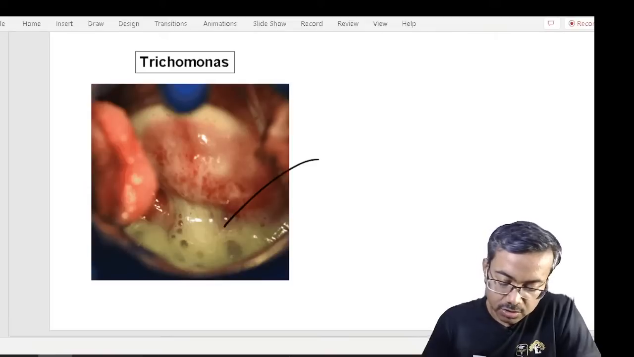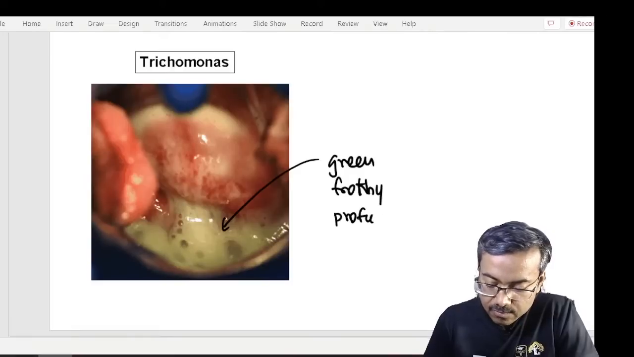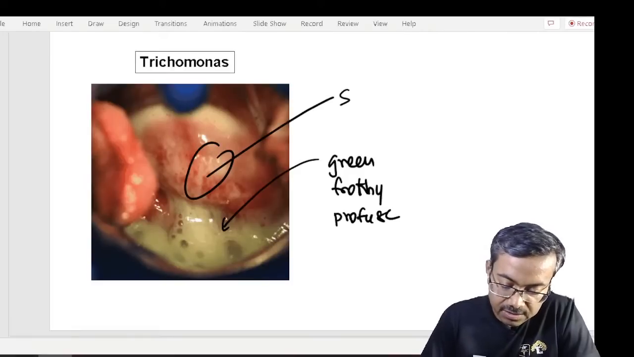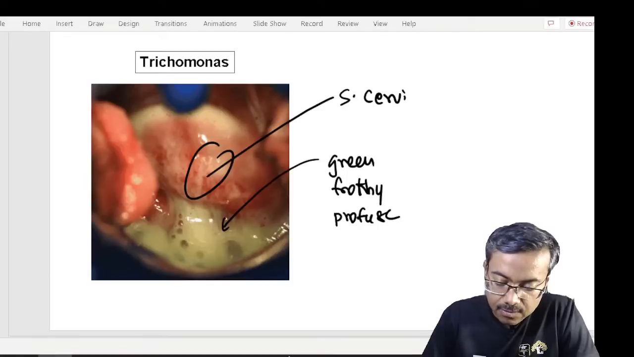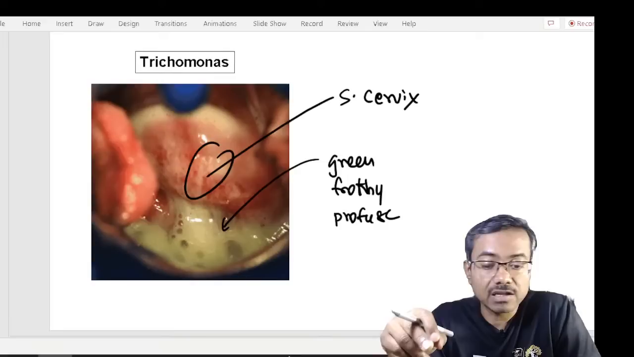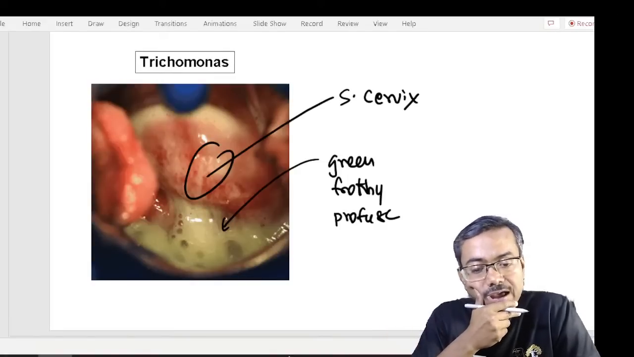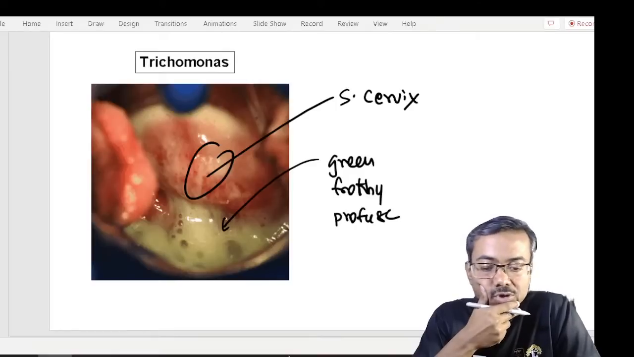So this is just to show you the green frothy discharge. It's also called frothy and also profuse. And this is the strawberry cervix. These are the bleeding points, hemorrhages on the cervix, and cervical erosions would also be there. Okay. Is itching high with candida or trichomonas? Both have itching. Both have itching.